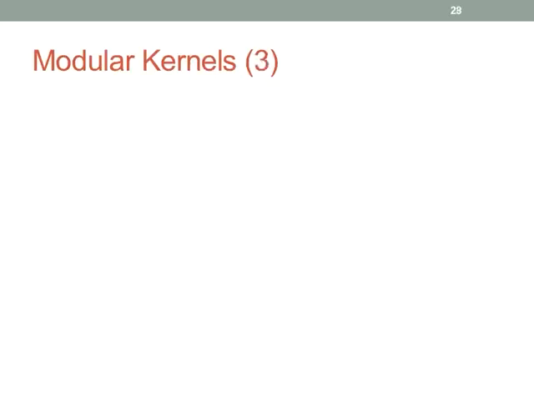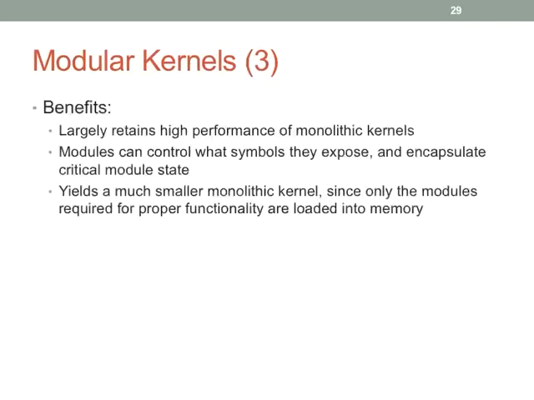I think I talk about this in a lecture toward the end of the class. Basically, you get the same high performance of monolithic kernels. Modules can encapsulate some of their state by controlling what symbols they expose. And you end up with a monolithic kernel that's a lot smaller because you only load the parts you need. Operating systems are pretty clever. They know how to dynamically load modules based on what is necessary. When you boot Linux, you notice some of those things: I'm probing for devices, oh, you've got this device, I'm going to load this module that knows how to talk to it. It does all of it automatically for you. We had to do that manually back when I was an undergrad.